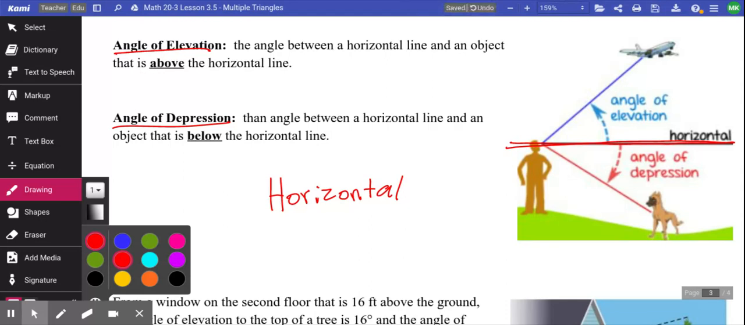So elevation is up from a horizontal, depression is down from a horizontal. If it's not horizontal, then it doesn't work. So a lot of your word problems will use those terms, and you kind of need to know what those terms mean. Awesome. Let's try a question.